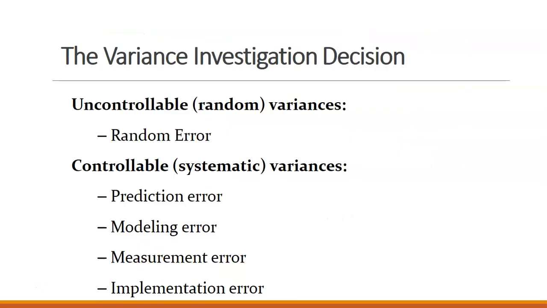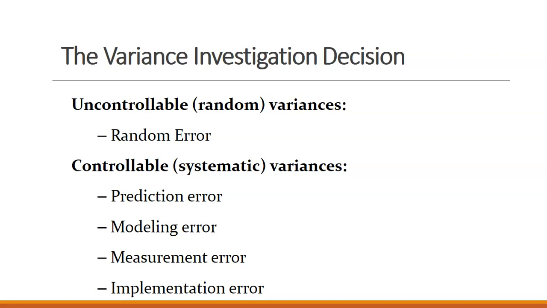We have different things that cause variances. An uncontrollable variance that we can't really do anything about is caused by a random error. Some of that randomness can just be that we couldn't predict that a natural disaster was going to occur, or we couldn't predict that there was going to be a shortage in a product that was going to lead to cost overruns, something like that. But controllable variances are things from prediction errors, modeling errors, measurement errors, and implementation errors.